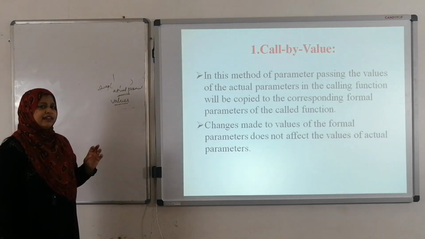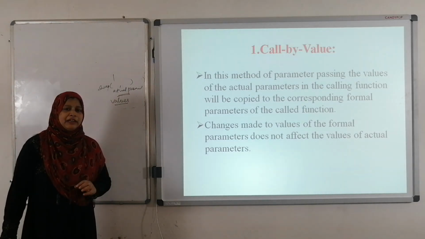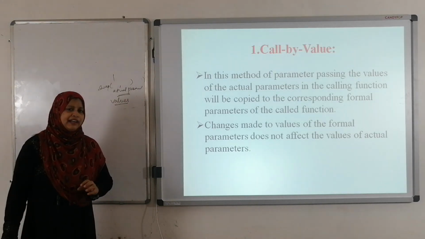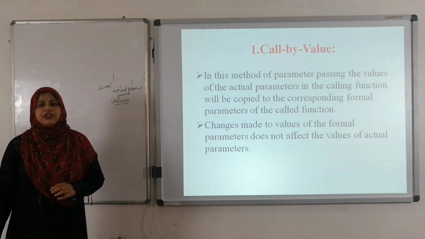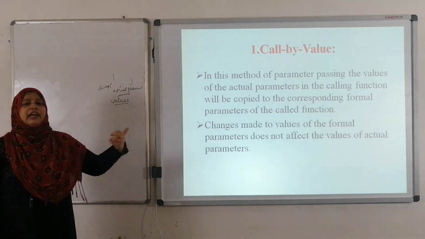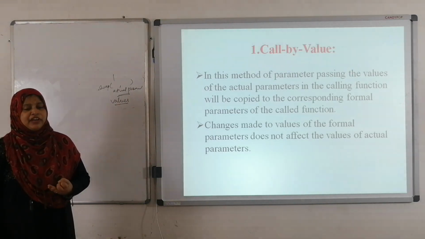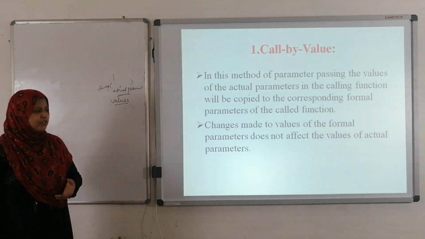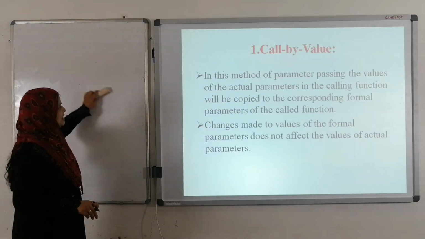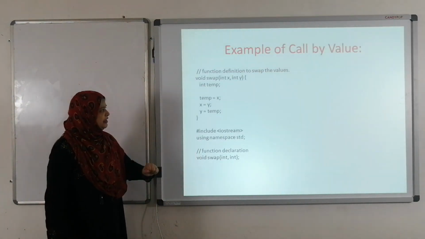In this case, whenever we perform operations on the formal parameters, that particular operation is not going to affect the actual parameters. If I change the values of the formal parameters, those values are not going to change in the actual parameters. Already I explained what is actual parameter, what is formal parameter, what is calling function and what is called function. Now I am going to explain call by value with an example.